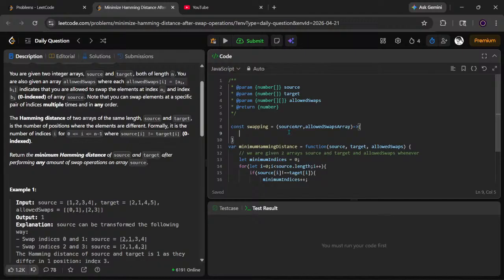Now we have our source and swapping indices. Now we have to run a loop through the source array and swap only on the... Wait, how can we? If there are only two indices, then it will be easier for us to do. There are so many indices.